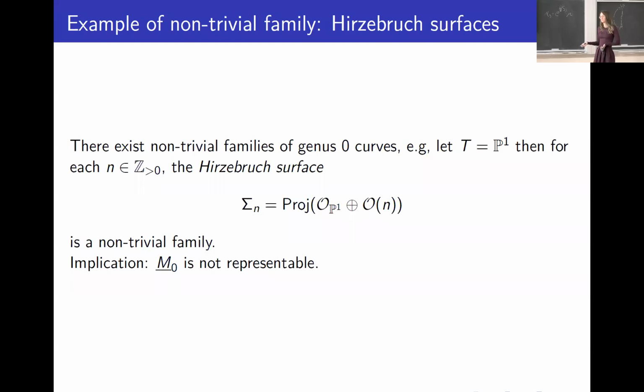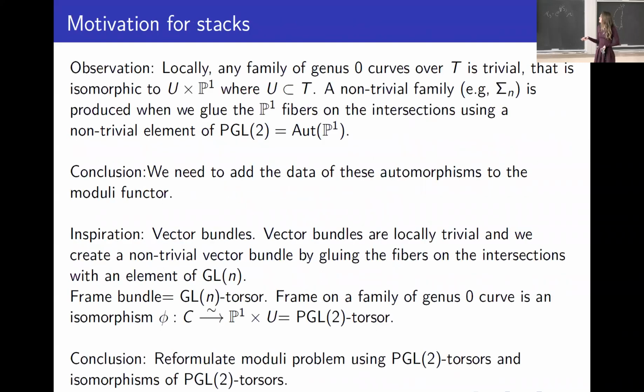So how do we deal with this? Let's take some inspiration from vector bundles. Like vector bundles, locally a family of genus zero curves is trivial. It's the product of the projective line times the base. This should remind you of vector bundles. Locally, every vector bundle is trivial, and we create non-trivial vector bundles by gluing with an element of GL_n along the intersection. Same with line bundles, right? That's how we classify line bundles.